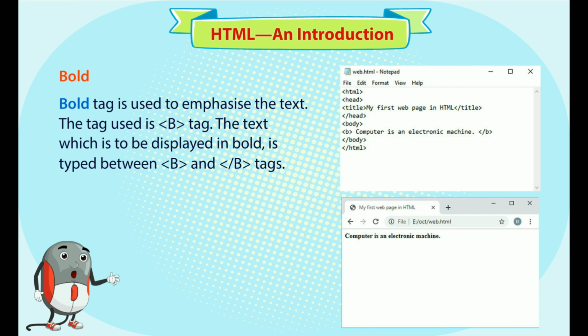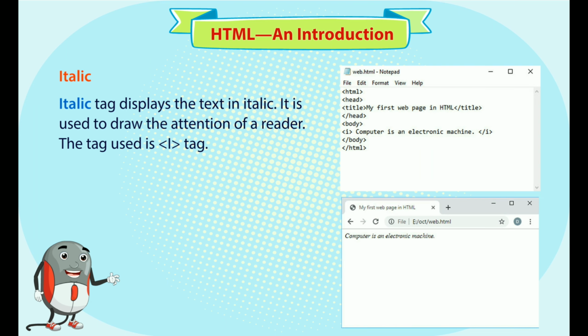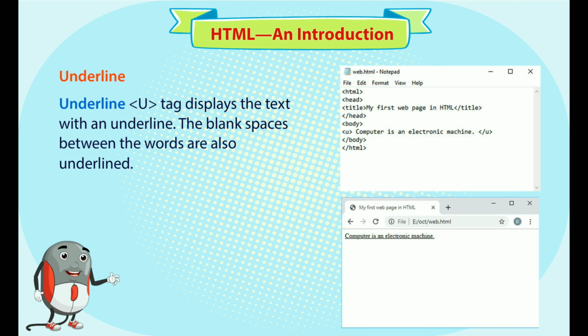Bold. Bold tag is used to emphasize the text. The tag used is the B tag. The text which is to be displayed in bold is typed between B opening and B closing tags. Italic. Italic tag displays the text in italic. It is used to draw the attention of a reader. The tag used is the I tag. Underline. Underline tag displays the text with an underline. The blank spaces between the words are also underlined.